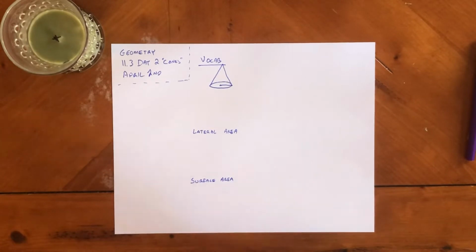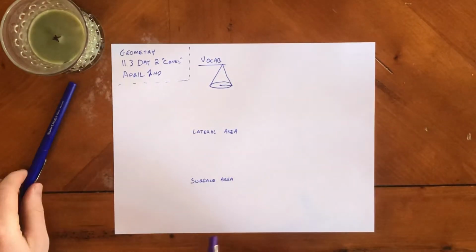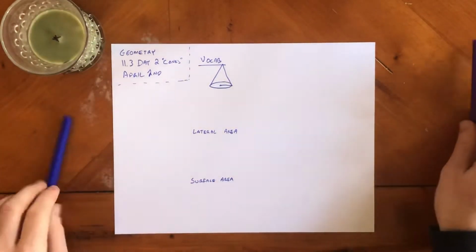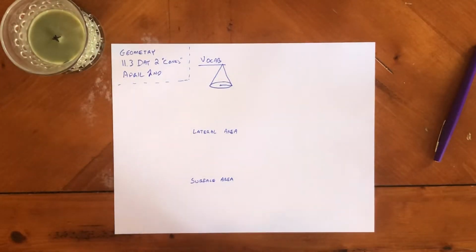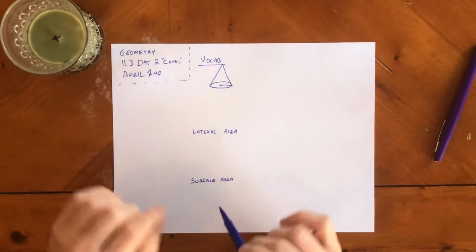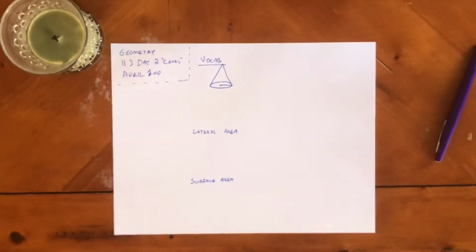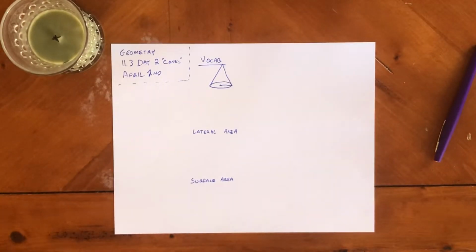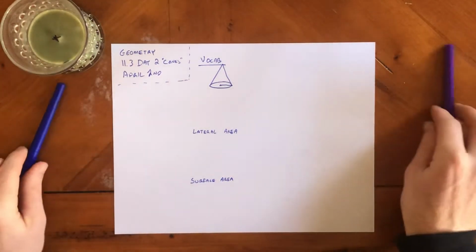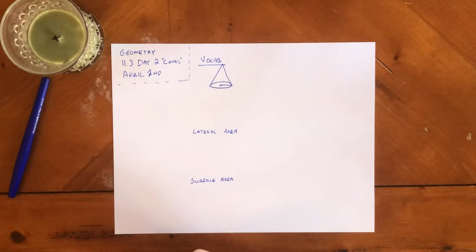Here we go. Geometry 11.3, day 2, cones. We're going to be finding the surface area, the lateral surface area, and the regular surface area of these cones today. So cones are a little bit more challenging than cylinders, but slightly less challenging than pyramids. So you should be fine.